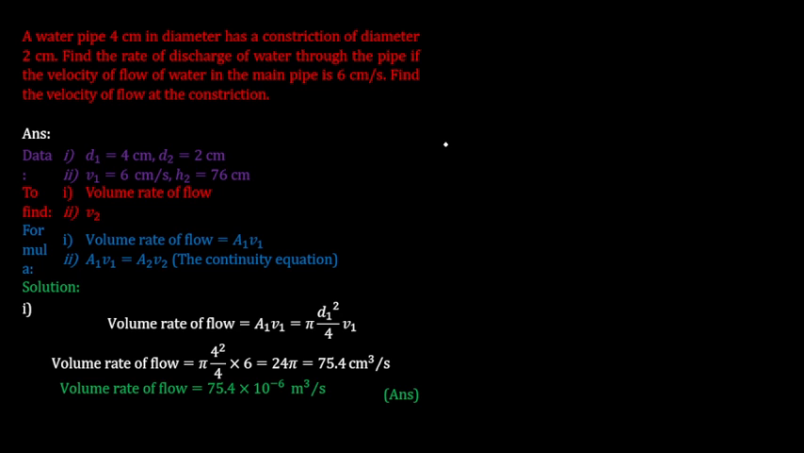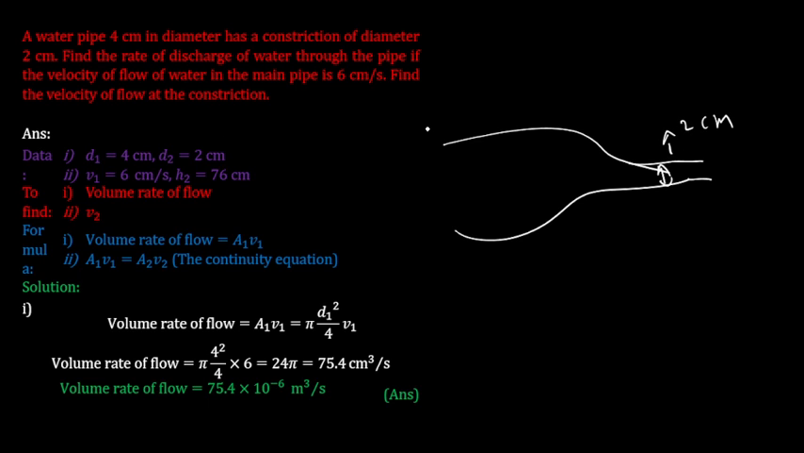A water pipe has a constriction. Constriction means narrow region. This is the constriction. The constriction has a diameter of 2 centimeter, and the pipe has a diameter of 4 centimeter. This is the main part of the pipe where the diameter is 4 centimeter everywhere, and there is a small region where there is a constriction of diameter 2 centimeter.